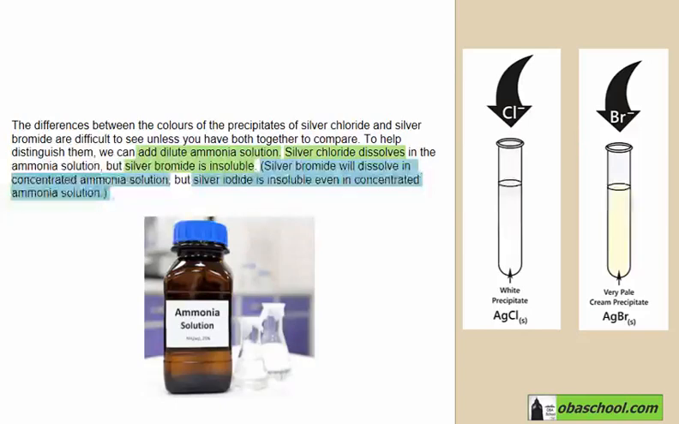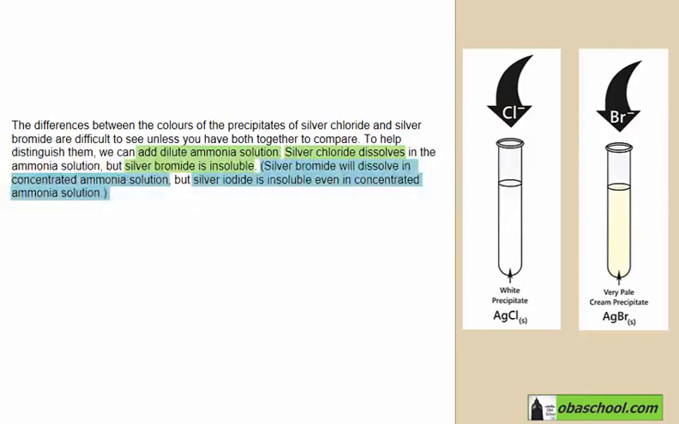So, silver chloride is soluble in dilute ammonia. Silver bromide is soluble only in concentrated ammonia, whereas silver iodide is insoluble in dilute or concentrated ammonia solution.